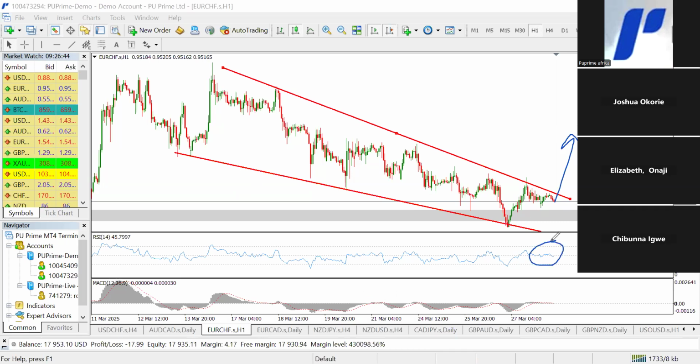Just ensure that your RSI is clearly above 50 at that instance. MACD is already slightly above zero, but most importantly, your RSI should be clearly above 50 at the point you want to trigger the buy. So I'm bullish on Euro CHF. It's intraday, so we still expect this to trigger in the course of today. So let's put our attention a lot on that.